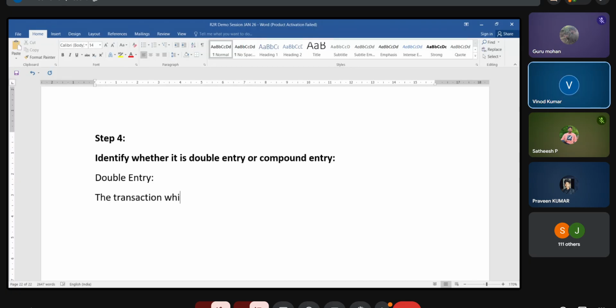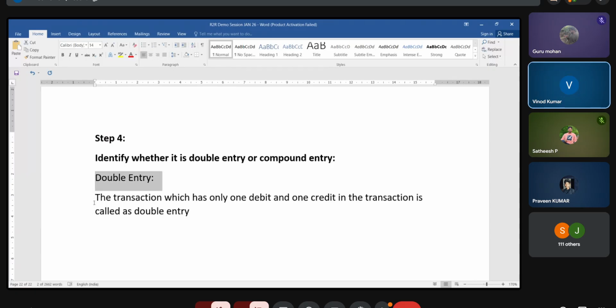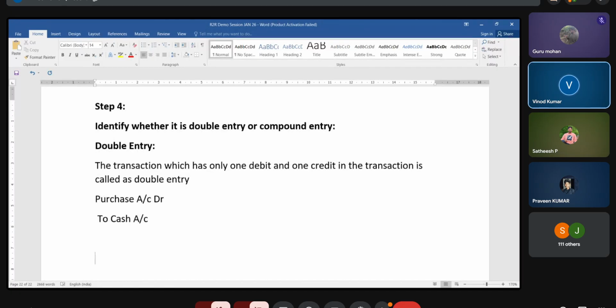The transaction which has only one debit and one credit is called a double entry. There are no two debits or two credits. As we discussed, purchase account debit to cash account. How many debits and how many credits are there? Only one debit and one credit. So such transactions are called double entry.